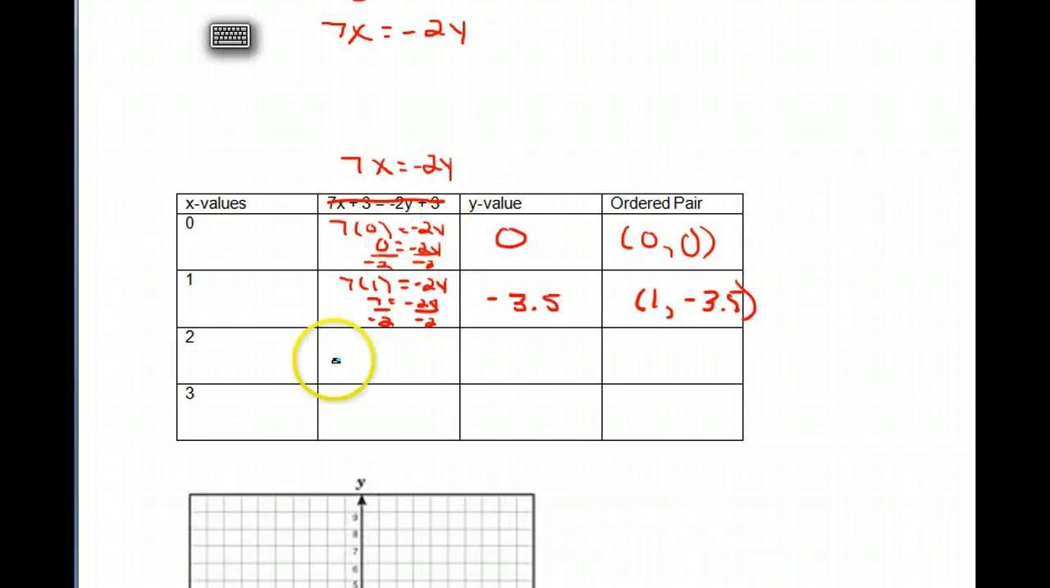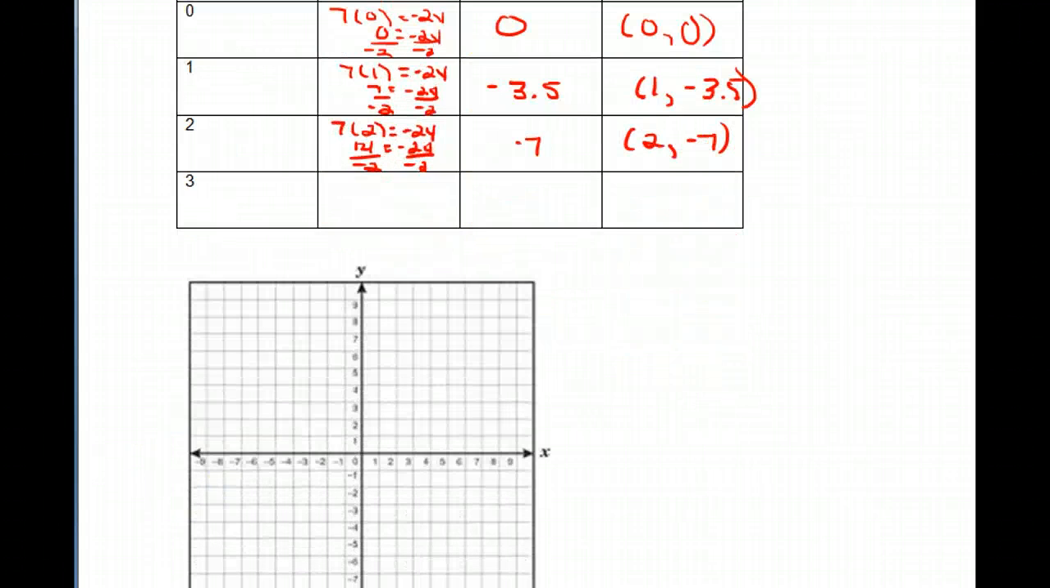Now we're plugging in 2. So we have 7 times 2 equals negative 2y, which makes 14 equals negative 2y. Divide by negative 2, and y is going to equal negative 7. So 2, comma, negative 7. We can do the fourth ordered pair if we want to. We only need to do 3 to confirm, so we can now graph our points.